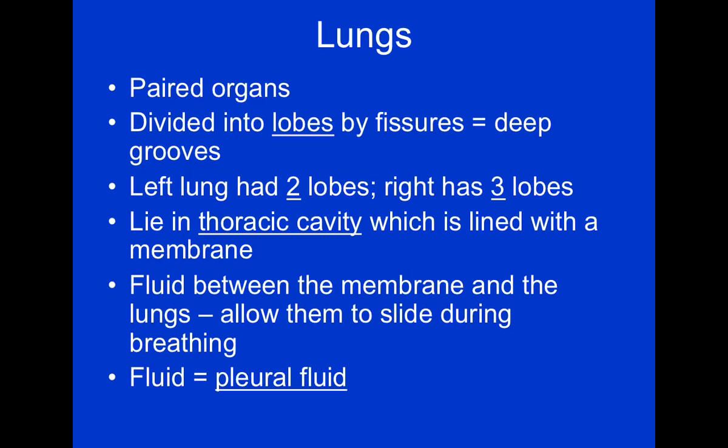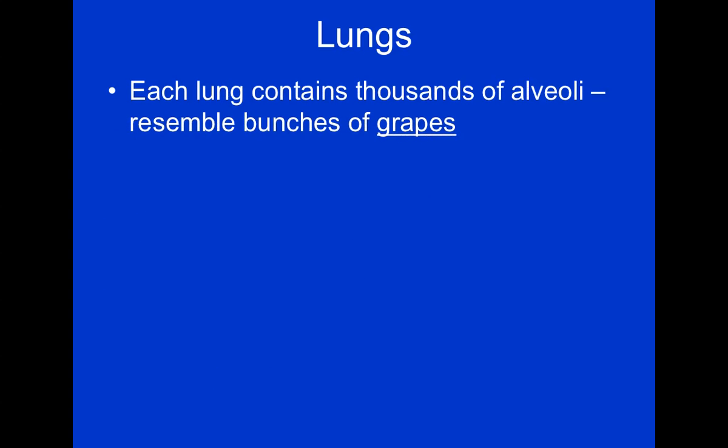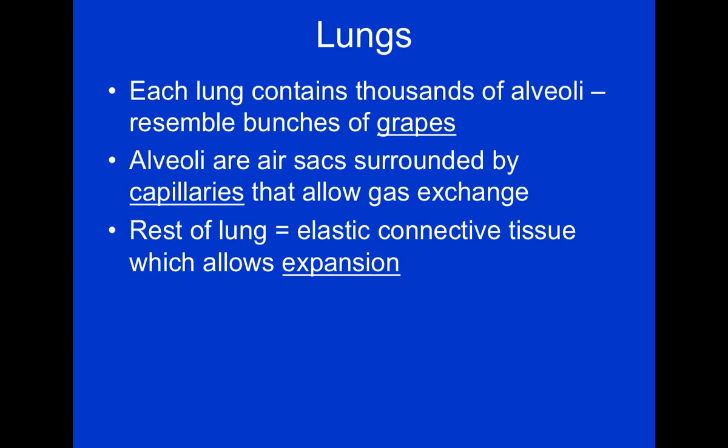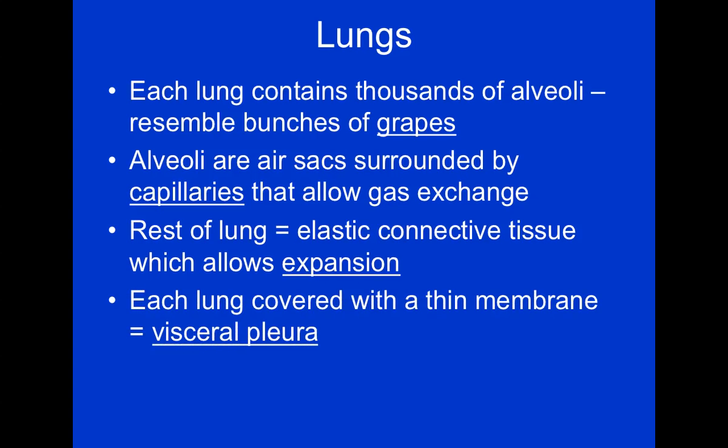Now, we talked about the bronchioles, but we didn't talk that much about the alveoli. The alveoli actually resemble bunches of grapes. These are air sacs, and on top of the air sacs are capillaries. This is the only site where gas exchange can actually take place. The entire rest of the lung, other than the bronchioles, is elastic connective tissue. And what this does is allow the expansion of the lungs as we breathe in. The lungs are covered with a thin membrane that is called the visceral pleura.